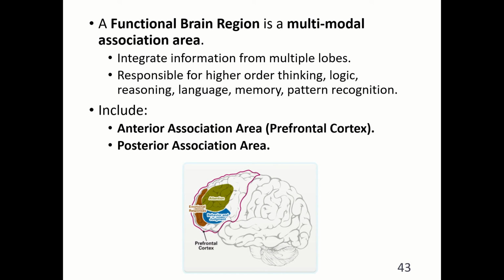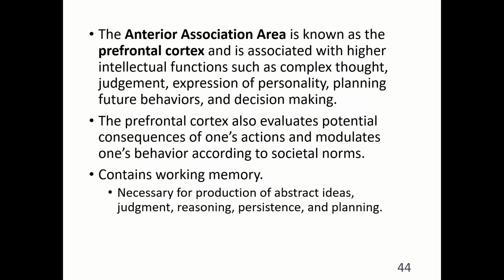MMAs include the anterior association area, also known as the prefrontal cortex, and the posterior association area. The anterior association area is known as the prefrontal cortex and is associated with higher intellectual functions such as complex thought, judgment, expression of personality, planning future behaviors, and decision making.